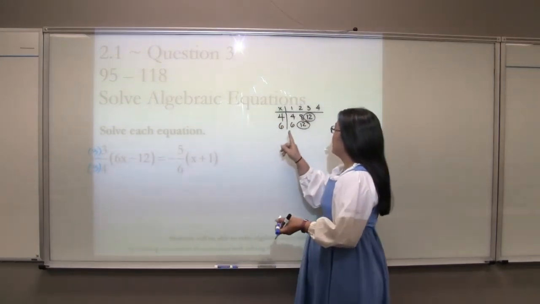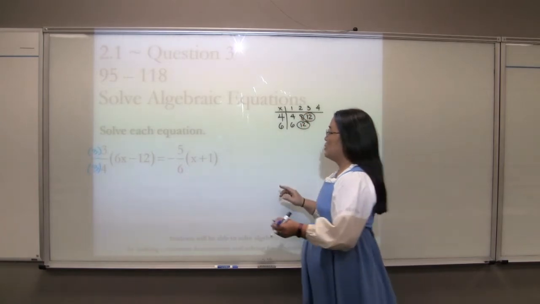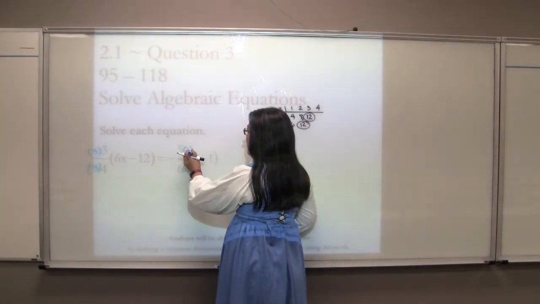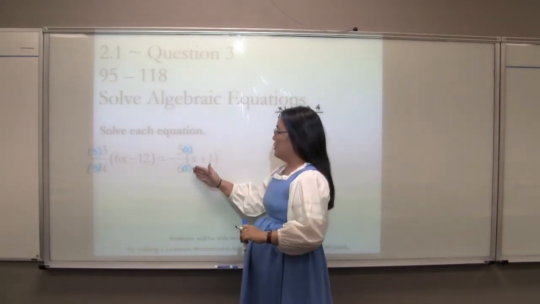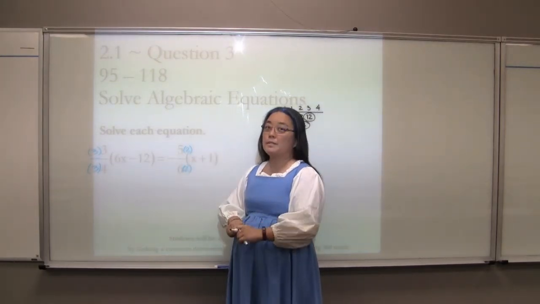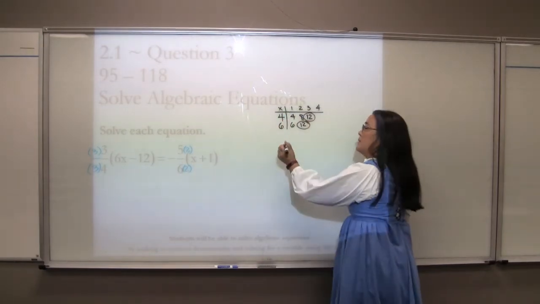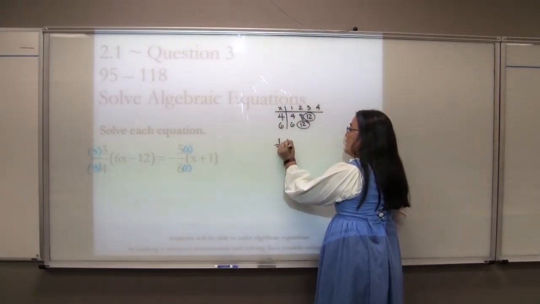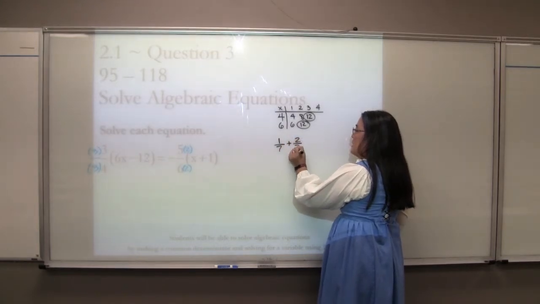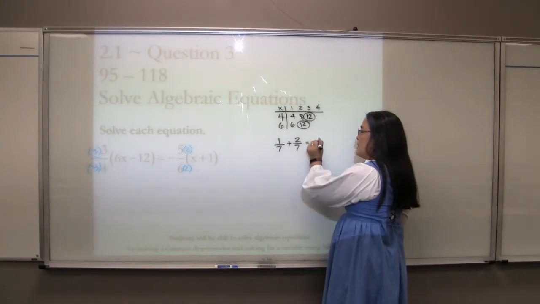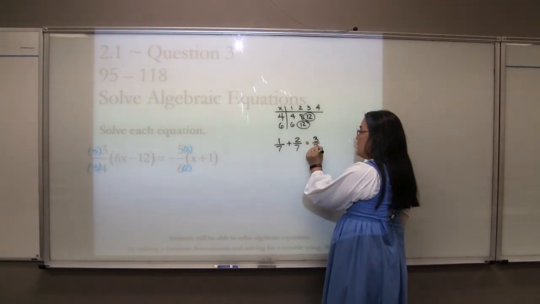Here I have the 6, and 6 times 2 makes it 12, so I'm going to multiply the denominator by 2 and the numerator by 2. 2 over 2 is 1, so multiplying by 1 does not change anything. Now, I want us to think about something like 1/7 plus 2/7. It has a common denominator. When we add 1/7 and 2/7, we will get 3/7.